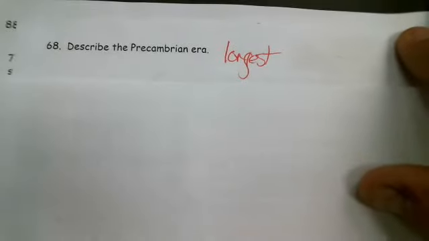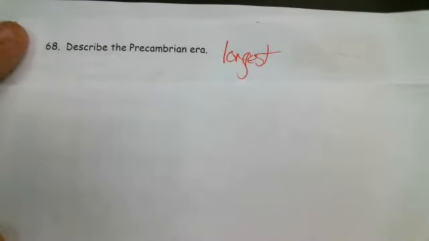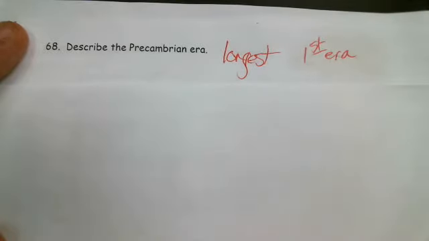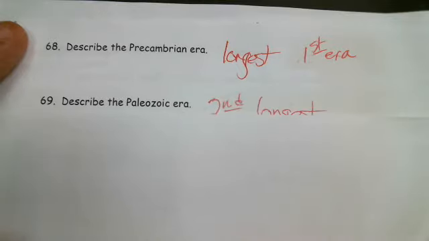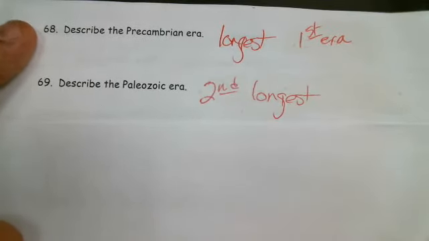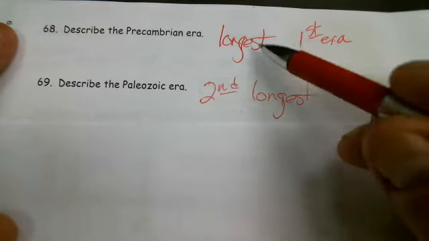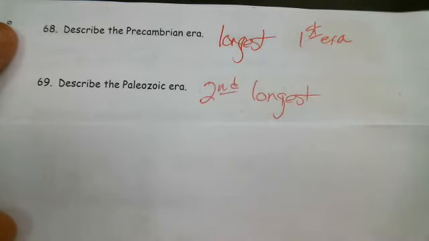Number 68. The Precambrian era was the longest. It was the first era. Let's write that down as well. It was the first era. It's not divided up into any subgroups. The Paleozoic era is the second longest. And in terms of history, it's right after the Precambrian, so it's the second era as well.